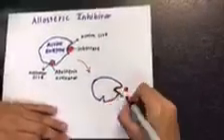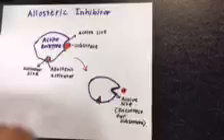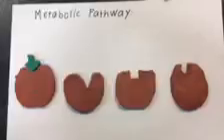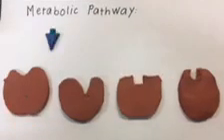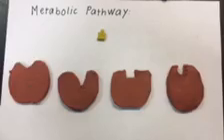Allosteric inhibitor. The inhibitor molecule binds with the allosteric site of the enzyme and changes the shape of the active site. The original substrate can no longer bind with the new shape created, and the allosteric inhibitor becomes the new product. Metabolic pathway. You start with your substrate, which binds onto each enzyme and changes its form.